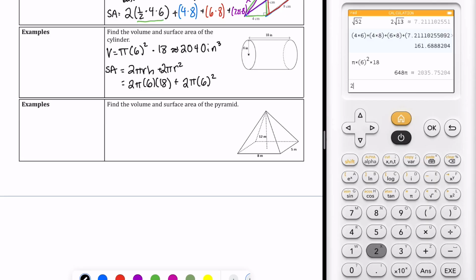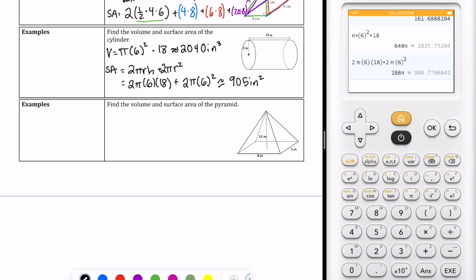All right, so let's see. 2 pi times 6 times 18 plus 2 pi times 6 squared. So there we go. We've got that being approximately 905 inches squared, since we're working with area. Area is square units.